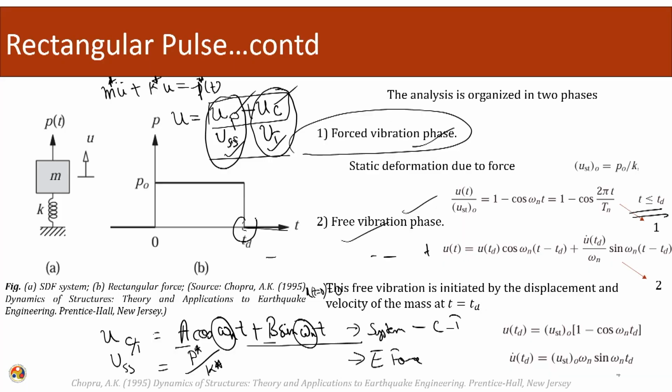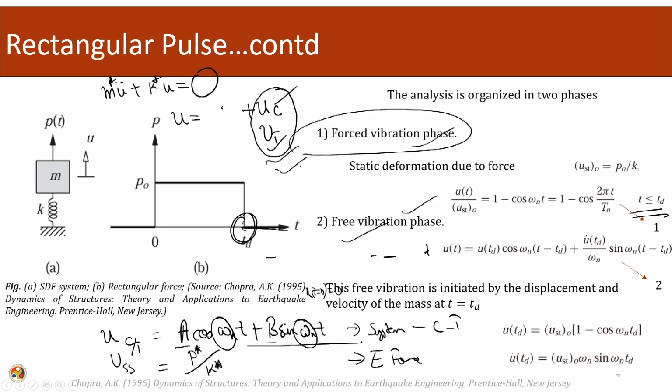After this, for time t greater than Td, the forcing part is removed. It means that in my equation of motion, this term has become 0. The forcing function part is removed, so what remains is just the transient part. Only the transient part will come into the picture.